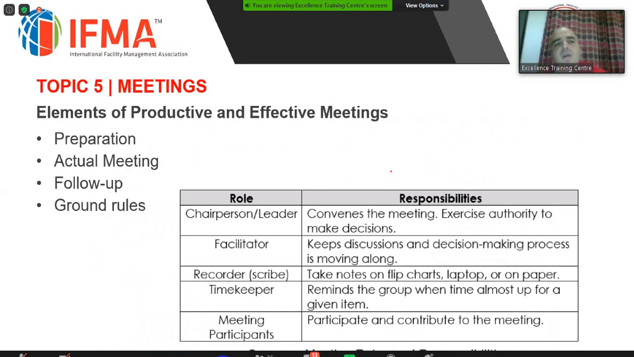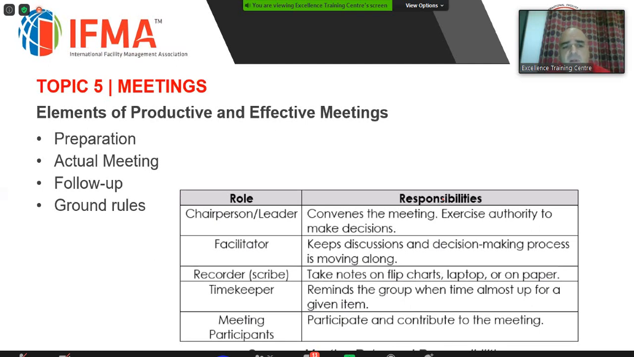Elements of effective and productive meetings. Meetings, we all conduct them. Sometimes they are totally useless. Rarely have I seen effective meetings, but sometimes you do. A proper effective meeting is a meeting which really has a purpose, has an agenda, and has the proper aspects.